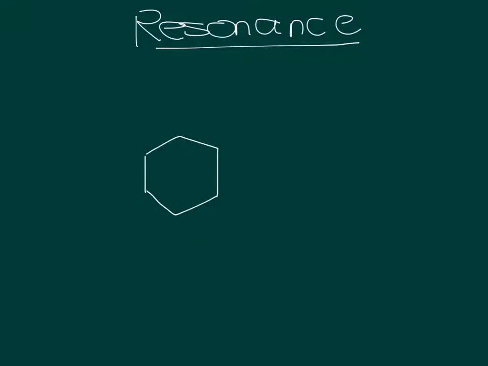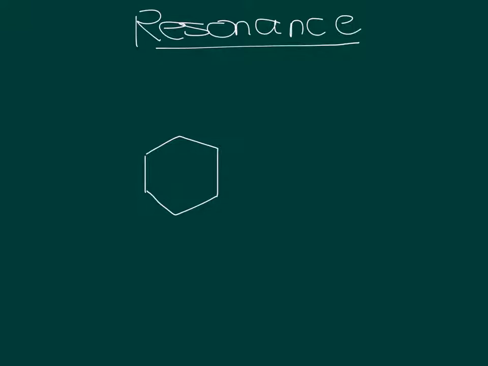Right, so we're going to look at resonance structures, and then that will give us some information on how benzene, when it has certain substituents, directs electrophiles to certain areas of the benzene ring. So let's just look at resonance for a minute.